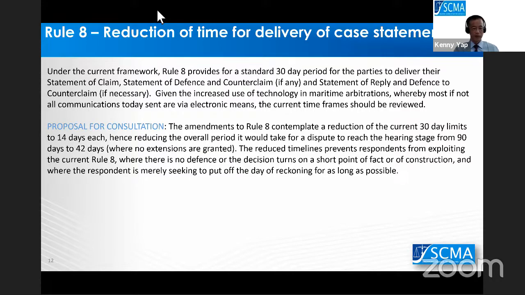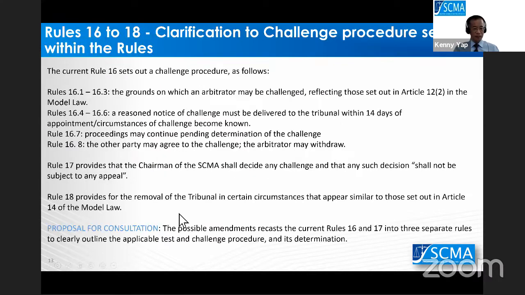So in short, the issue for consultation is whether we should keep things as they are, which is to leave it at 30 days, or shorten the time period from 30 days to 14 days, or even shorten it by some other period if you think 14 days is not the appropriate period. Okay, moving on to the next slide.